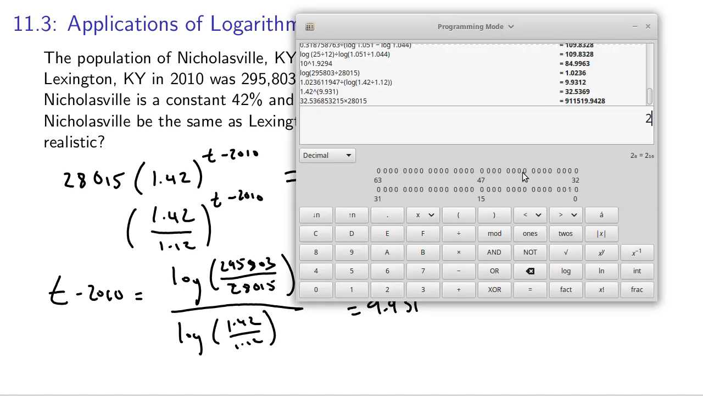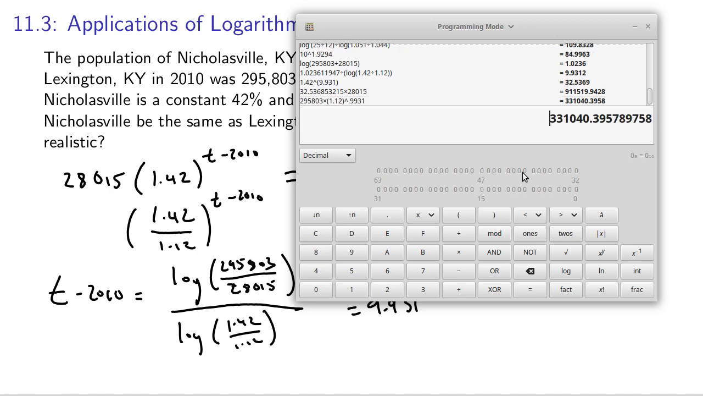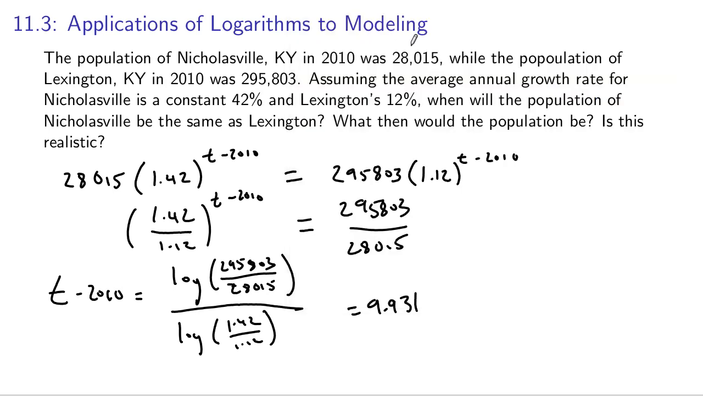I think these growth rates just make no sense is the problem. 295,803, and I think I actually know why, because I understand now. 295,803 times 1.12 to the 9.931 power, 1.12 to that power times 295,803 gives us the same number. So we got the right answer, but the problem was set up wrong.